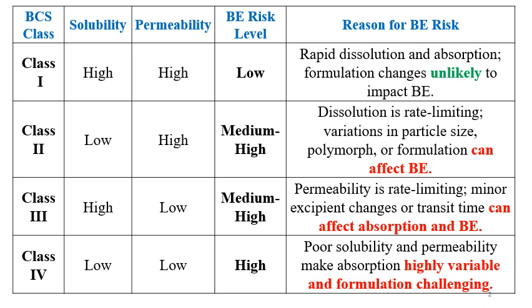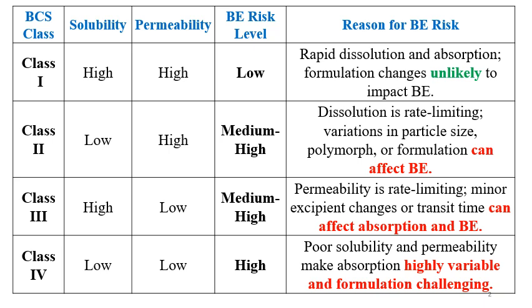BCS class 2 drugs, these have the low solubility and high permeability. So BE risk may be medium or high for these molecules. If BCS class 2 drugs are having the pH dependent solubility, at that time the risk will be high. For BCS class 2 drug molecules, dissolution is a rate limiting step, and variations in the particle size, polymorph and formulation can affect the BE.